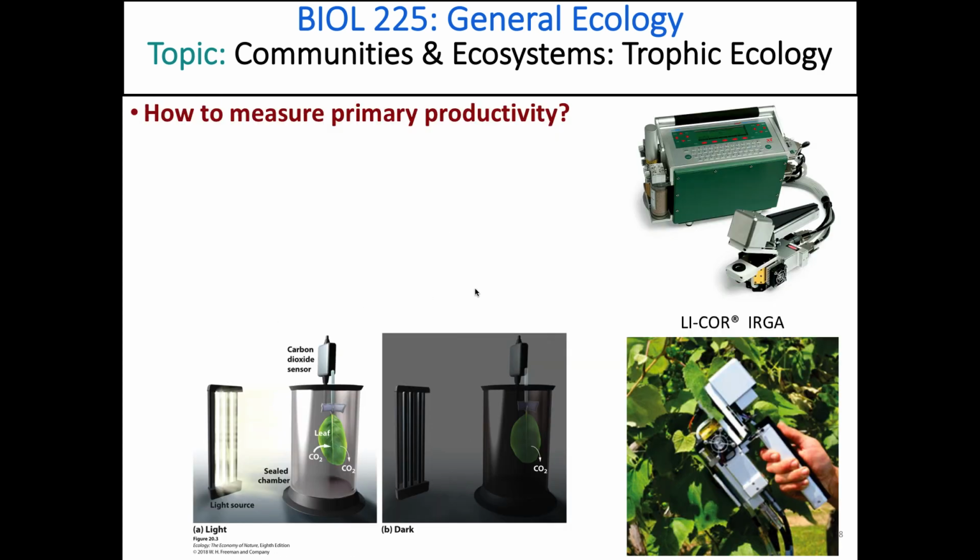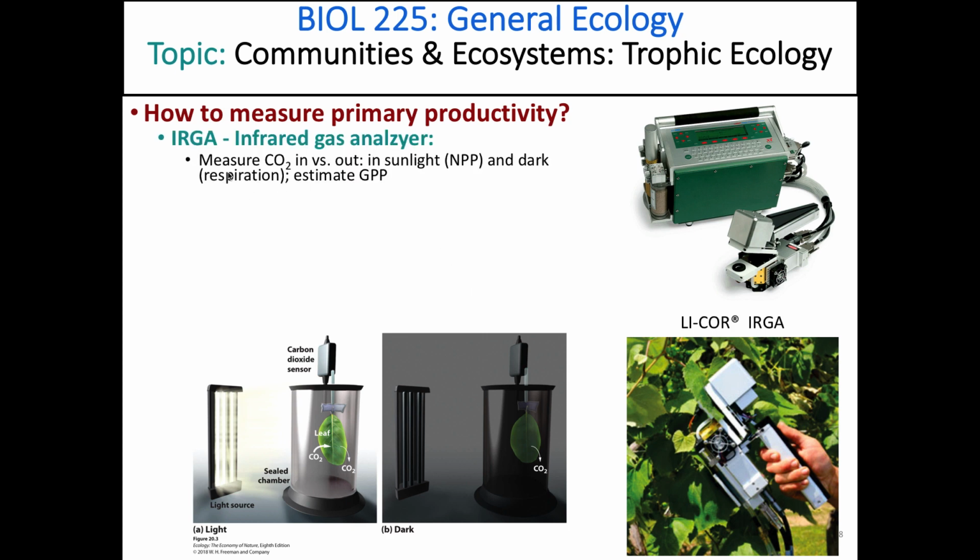We can measure primary productivity in a number of different ways. There are a number of different tools out there for doing this. One of the most common that you'll see in ecosystem labs is using an infrared gas analyzer like those pictured on the right here. So this is a LI-COR IRGA, and what it does is it measures the carbon dioxide in versus the carbon dioxide out in sunlight, which is representative of the net primary productivity, and in dark, which is representative of respiration. And then, as was on the previous slide, GPP equals NPP plus respiration. And so all you have to do is add these 2 numbers together to get your gross primary productivity.